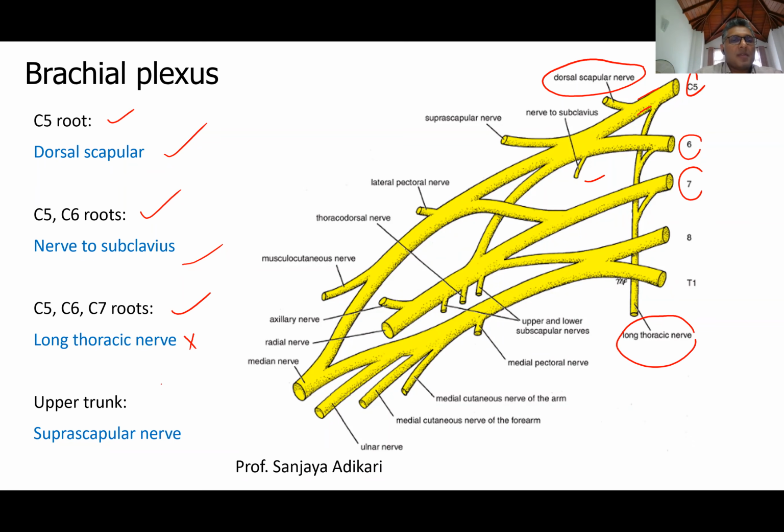Then from the upper trunk, you get one nerve. This is the nerve, upper trunk. It is the suprascapular nerve that supplies the supraspinatus muscle and the infraspinatus muscle with C5 and C6. Okay, it's upper trunk.